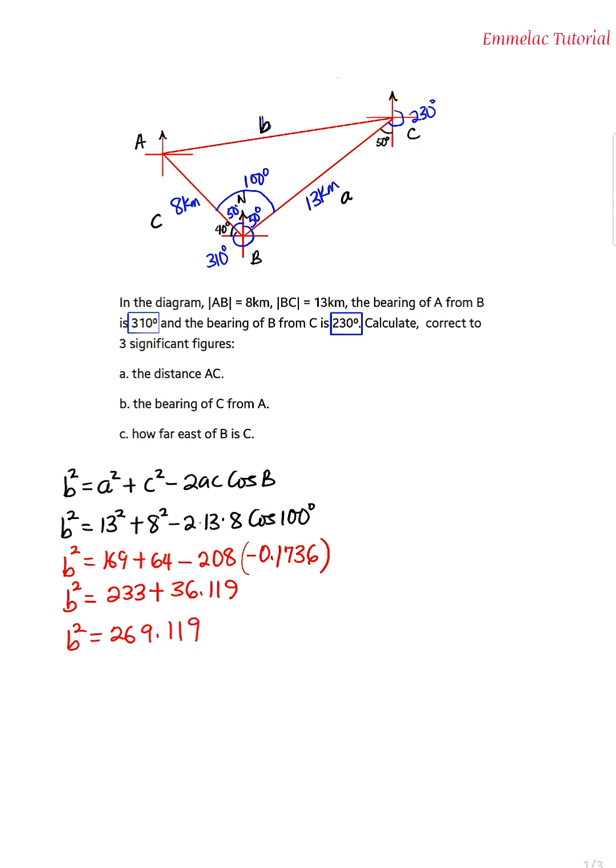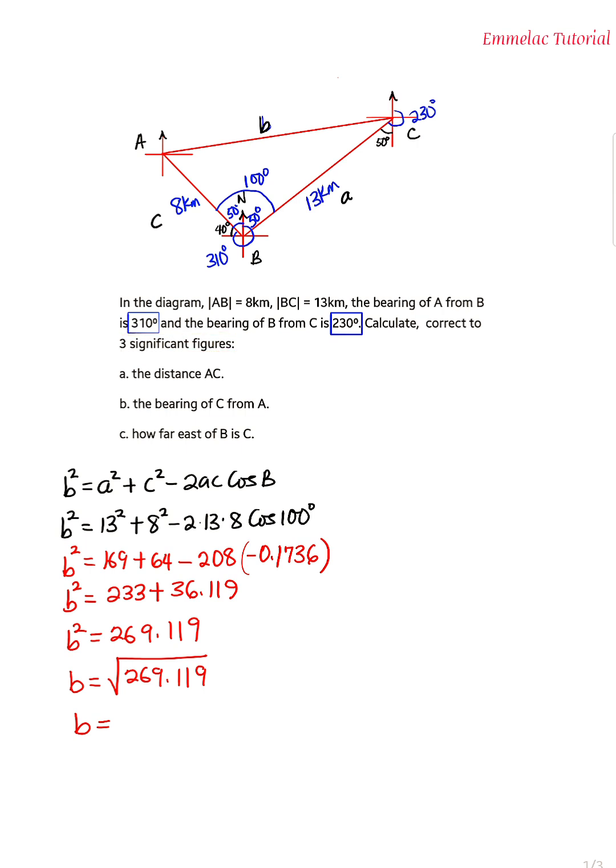269.119. So what we just need to do now is to square root both sides, and by square rooting both sides and ignoring the negative value, we end up having the square root of 269.119. So b will then give us, take note, we are told to leave it in 3 significant figures.